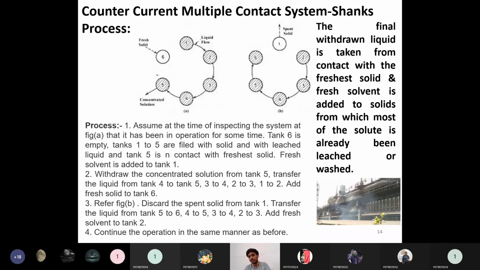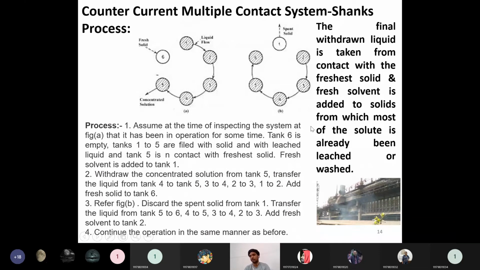Or in the coffee industry, nowadays we already have instant coffee. How can we extract that instant coffee? The coffee beans will be ground down, and using water, the coffee which is present inside the beans will be extracted, which is nothing but a leaching operation. Inside that leaching also, the Shanks process is very much helpful.